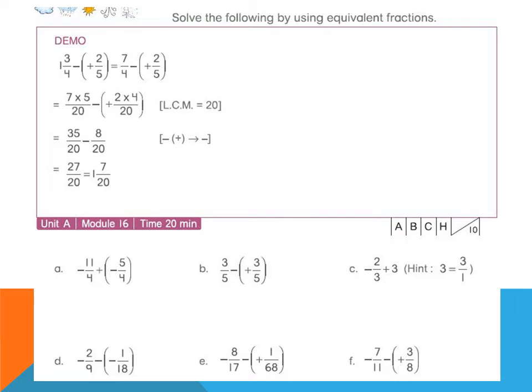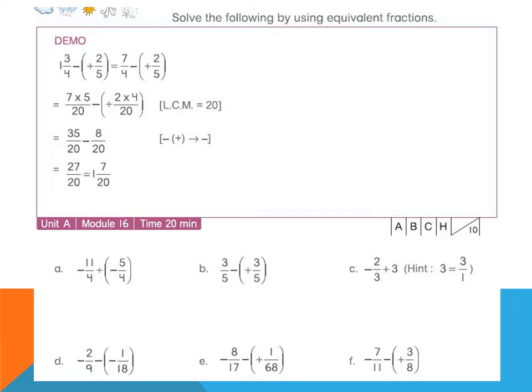Now in the next module, module number 16, we have to solve the following using equivalent fractions. So look at the demo. 1 3 by 4 minus within bracket 2 by 5. Now we have to find out a final answer. But before doing that, there are two fractions with different denominators. We have to make them like fractions, that means with the same denominator.